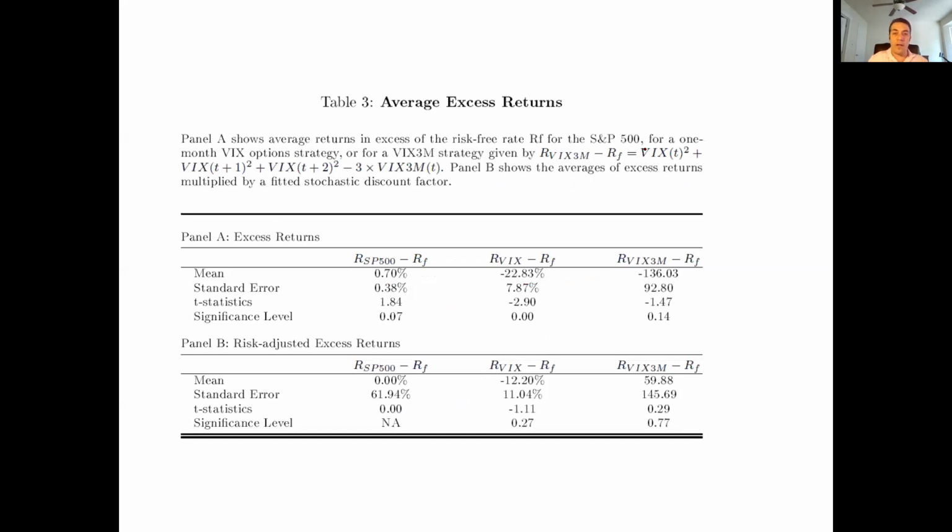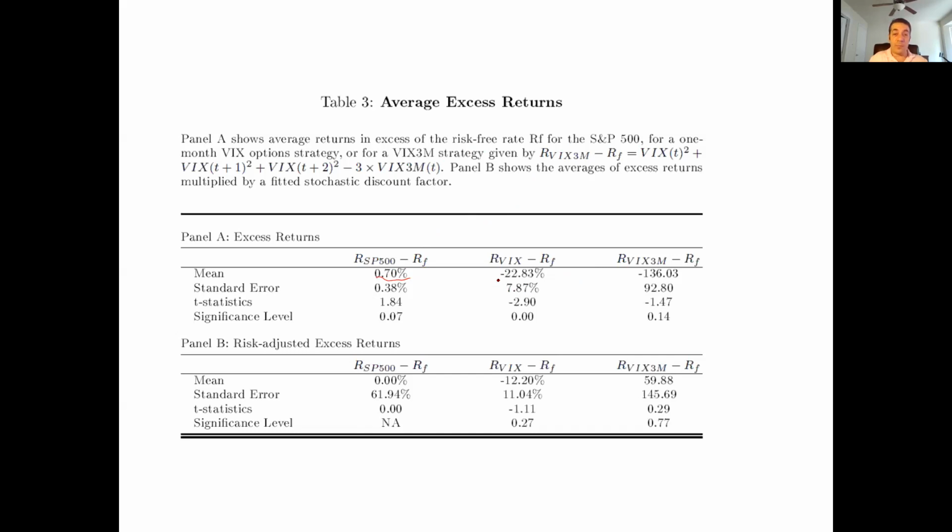And what I've done is I have calibrated my one parameter to fit those expectations regressions. Panel A shows excess returns. We see that the equity premium is positive at about 0.7% per year.